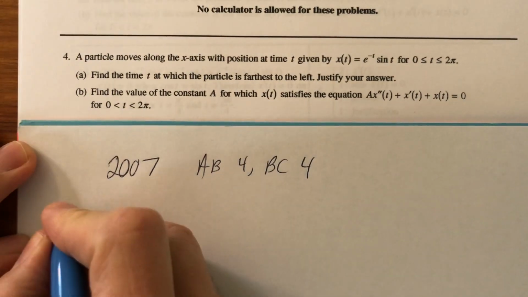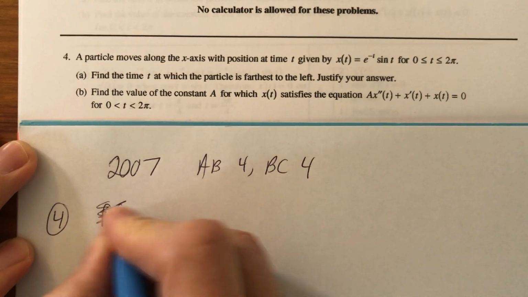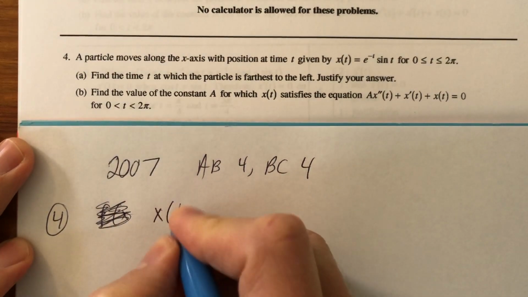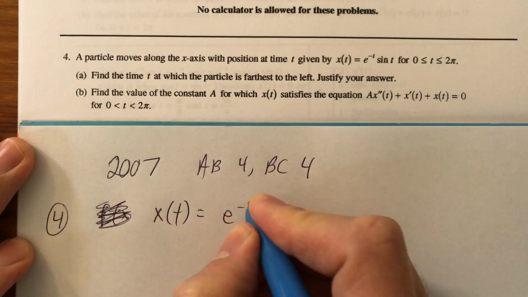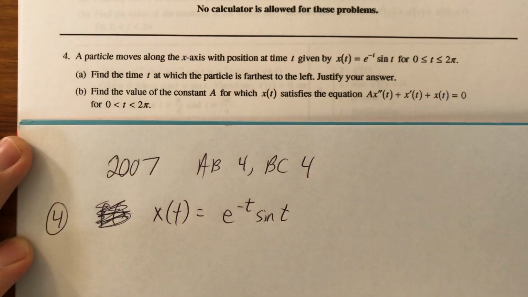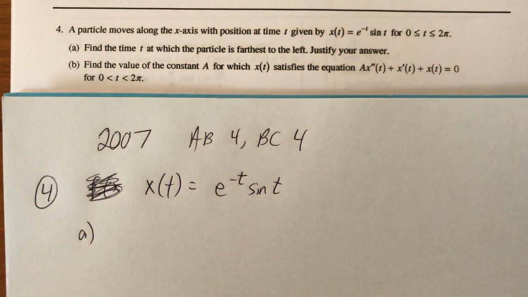I'm going to write it just because it's fun and worth writing. It's traveling along the x-axis, so its position is x of t, and that is e to the negative t sine t, and that applies from 0 to 2 pi. So here goes. Let's start with part A. I wrote it. That's a waste of time if you're taking the exam, but I did it because I'm going to be pointing and using it.